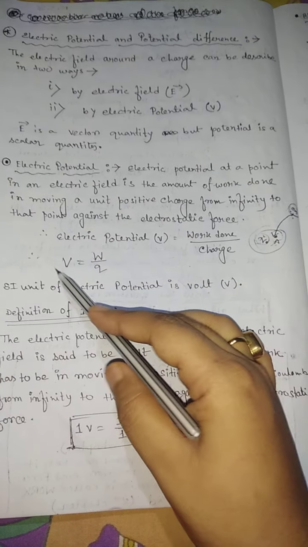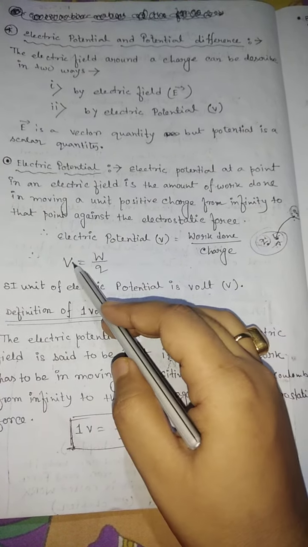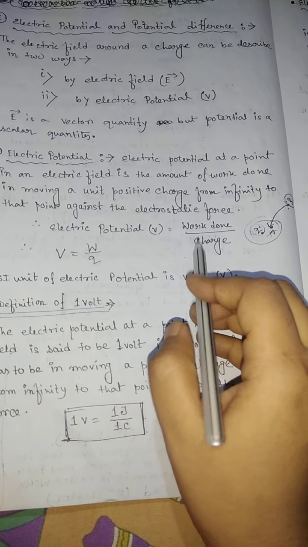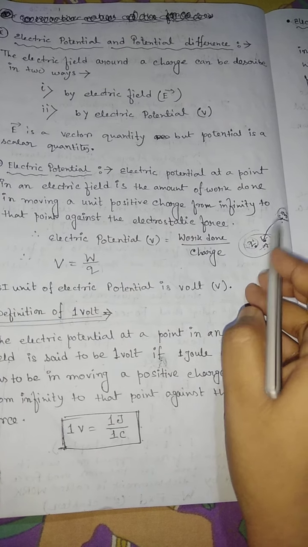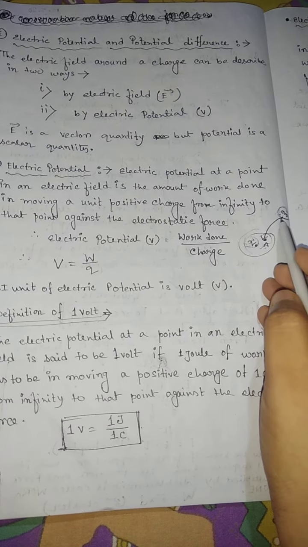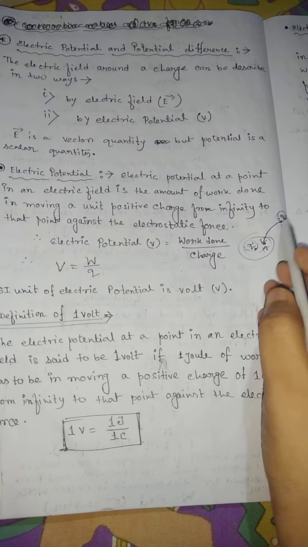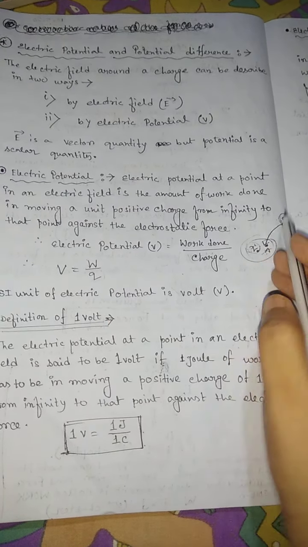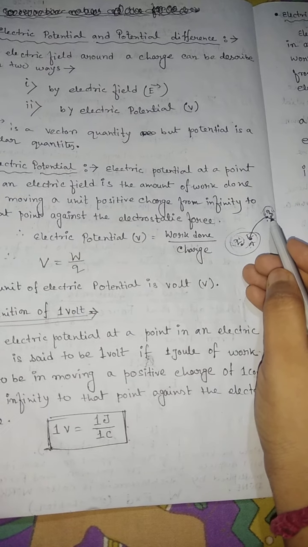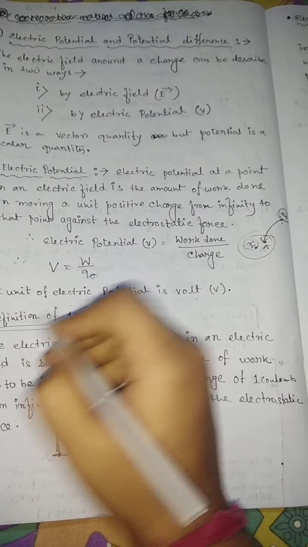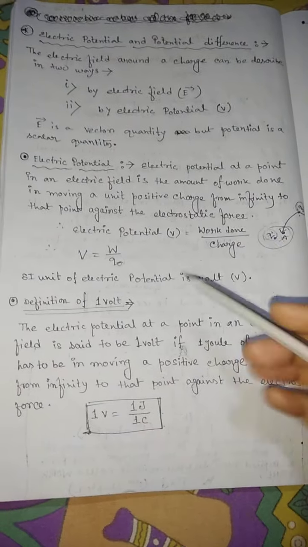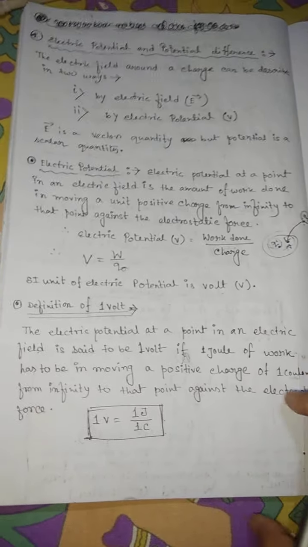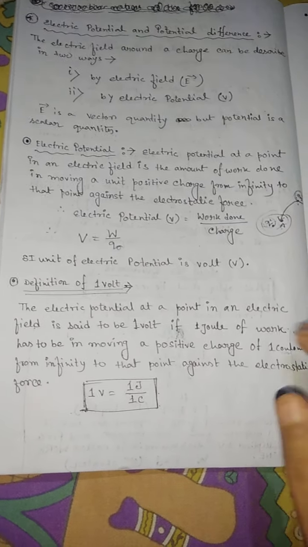So mathematically we can write electric potential is denoted by V, work done per unit charge, W by Q, and this Q must be this test charge, not the source charge. Which charge you bring from infinity to that point, that charge you write here. If here we mention this is Q naught, so here also you mention this is Q naught, not the Q. Clear? And the SI unit of electric potential, we know that this is volt.